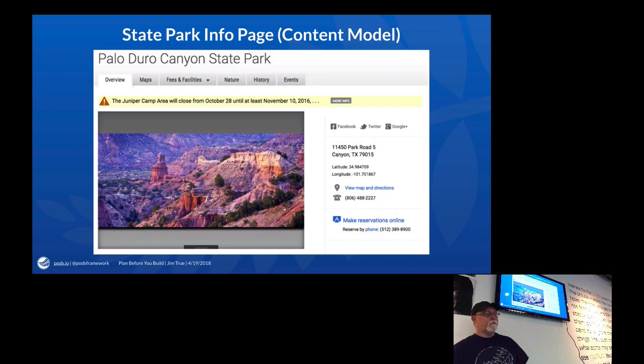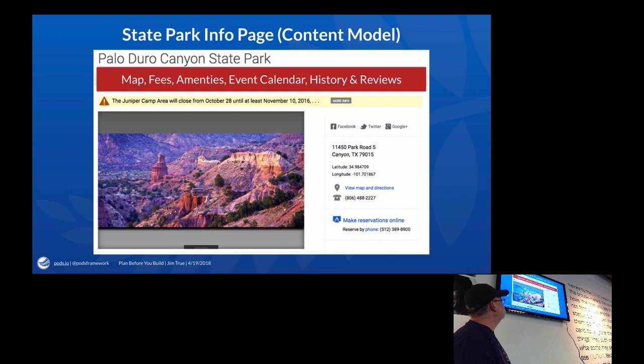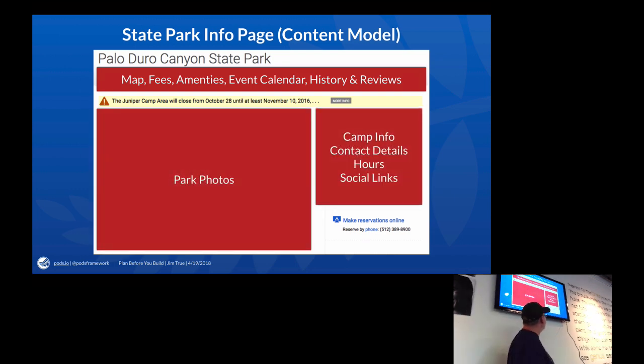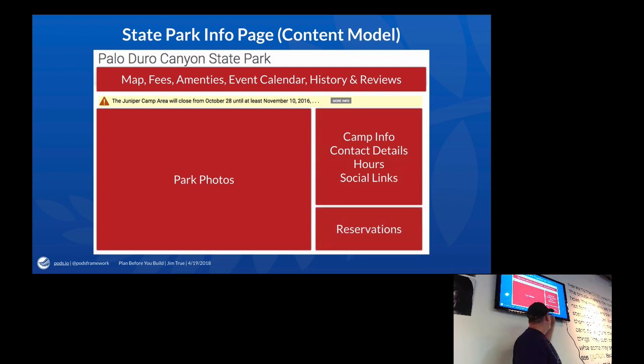And here's one of their pages as information. You'll see across the top they've got multiple tabs for fees and facilities, maps, nature, history, events. We call that basically the map, fees, amenities, event calendar, history, and reviews content. They have park photos. They have camp information, contact details, hours, and social links. And very important, they've got a very easily accessed online reservation system. They also tell you exactly when this camp area is going to be closed, so they even have special notices.